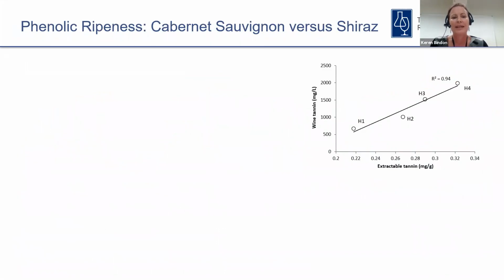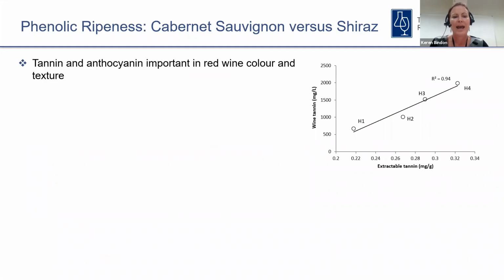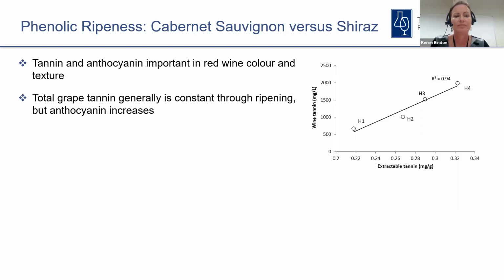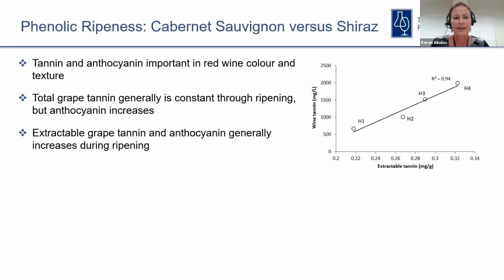So another reason for leaving grapes on the vine longer is to develop phenolic ripeness. And this, for want of a better group of compounds, we talk really about tannin and anthocyanin being important for the development of red wine color and texture. And what we find from various studies is that the total grape tannin, that is the milligrams per gram, as I've discussed earlier, generally stays constant through ripening, but anthocyanin increases after veraison.